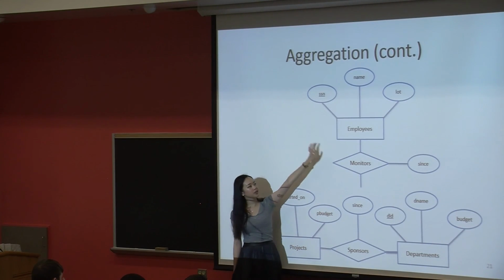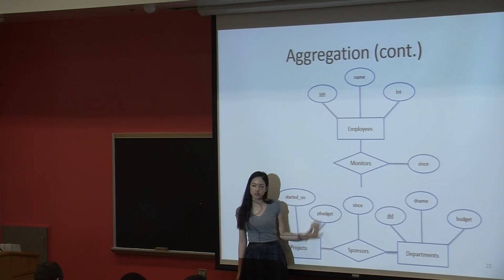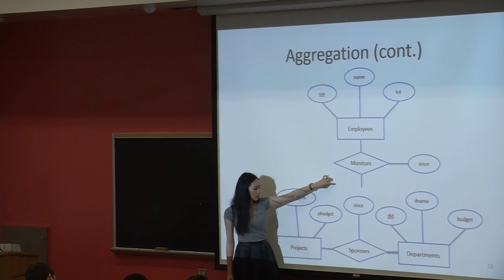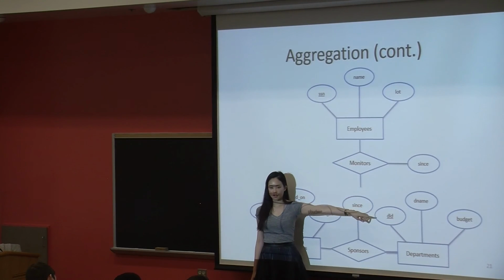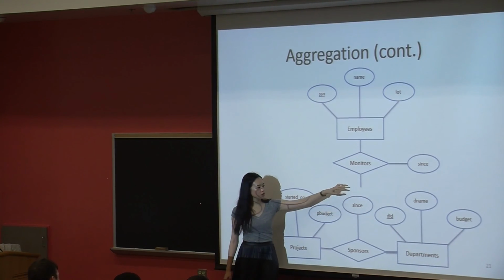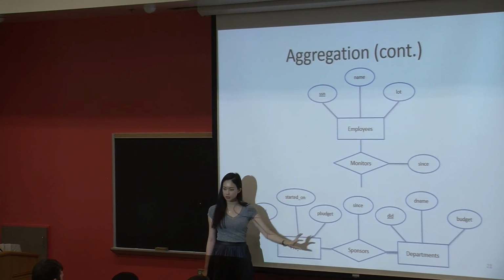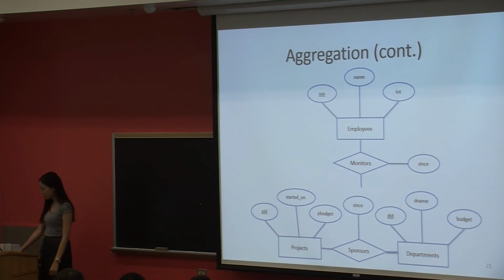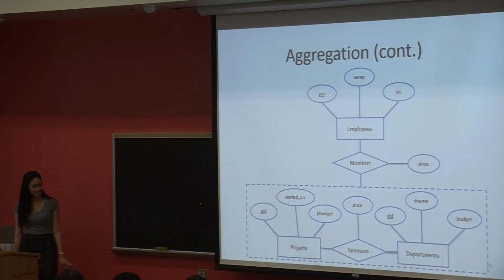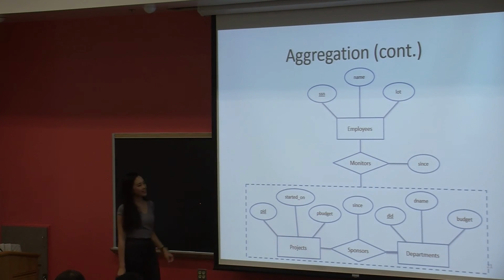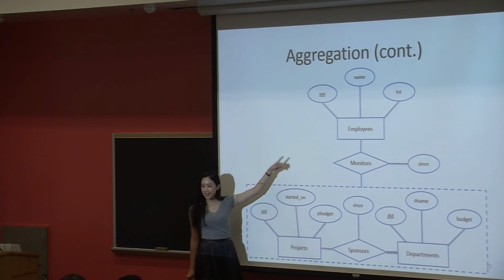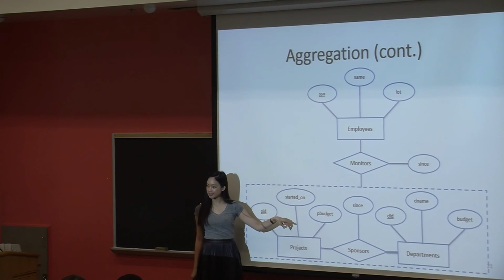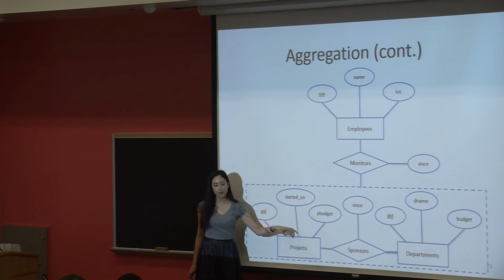So we have employees that want to monitor the whole relationship. So this relationship neither goes here nor there, right? So you want to go to the whole set of the sponsor relationship. To do that, we just add a dashed box, okay? So then, what the employee is monitoring is the whole sponsor relationship set, okay?